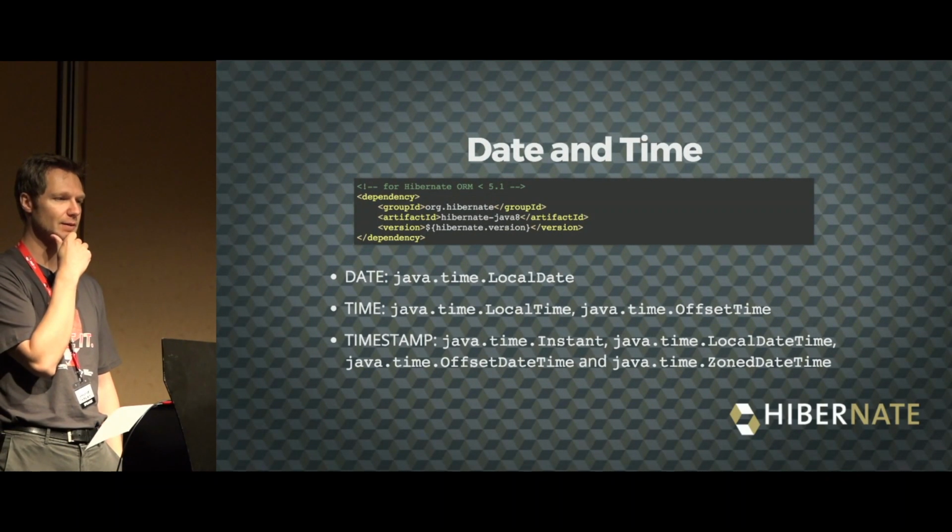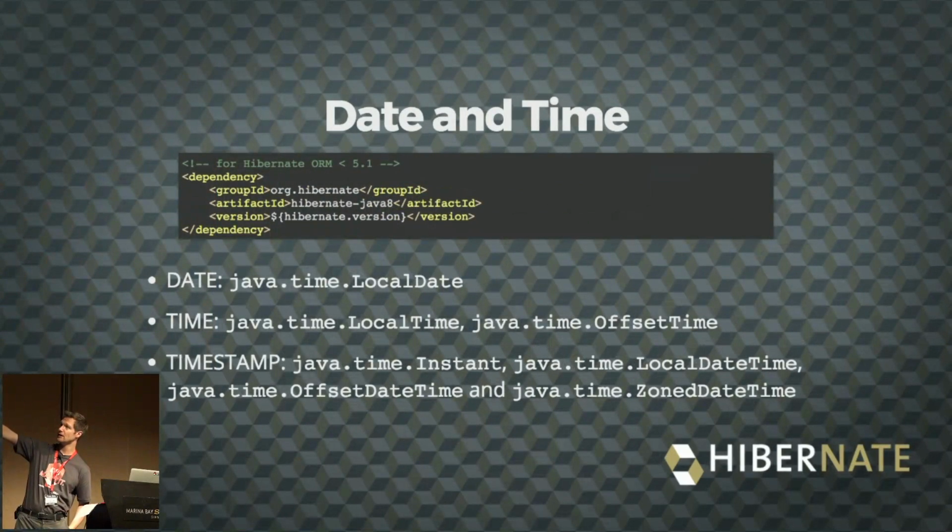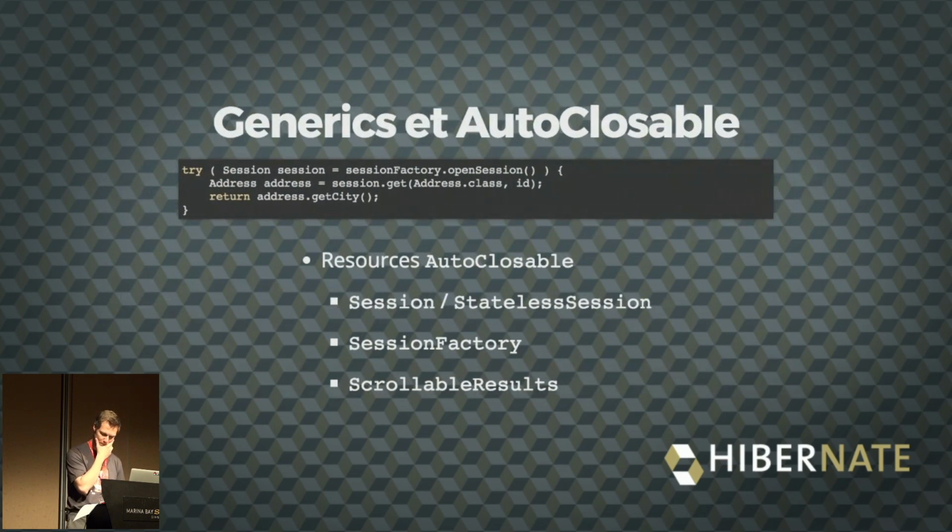If you use date and time, for Hibernate 5.1 and above, you don't have to add this additional Maven dependency. But if you use 5.0, since it's pre-Java 8, we had to add a separate module for the date and time support. But bottom line is, if you use LocalDate, LocalTime, OffsetTime, they are supported, and by default we use the most interesting type for the support. So it's a nice addition.